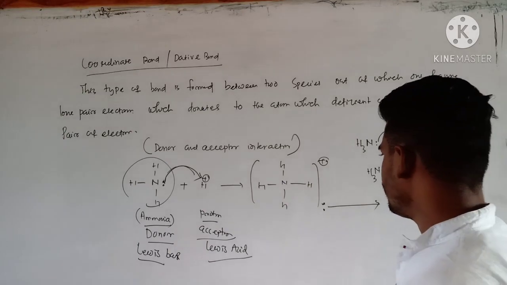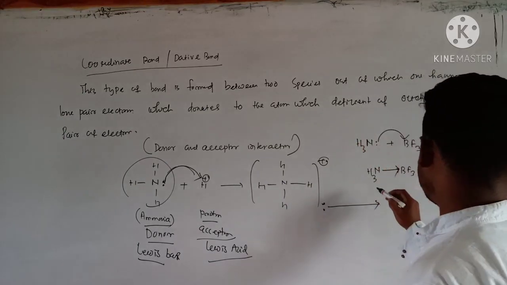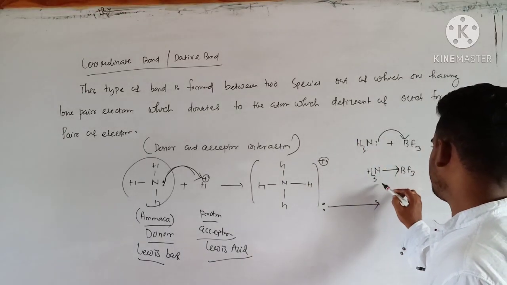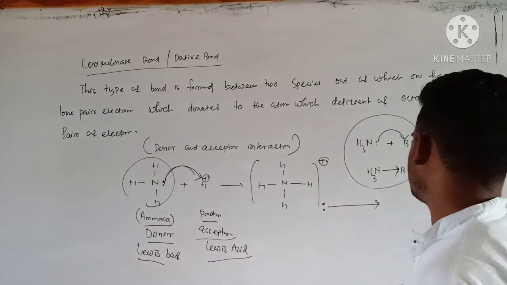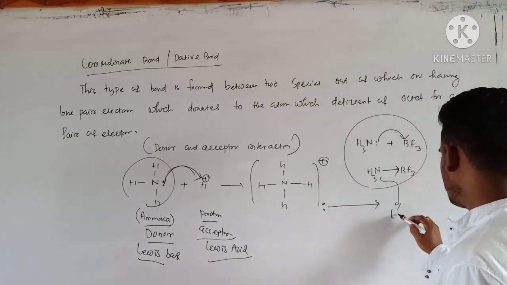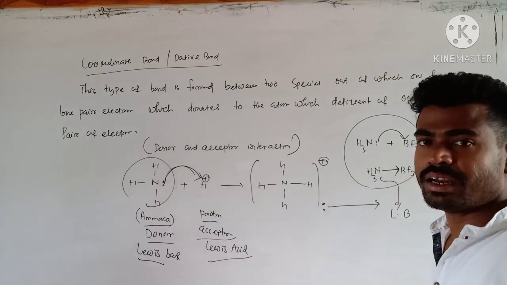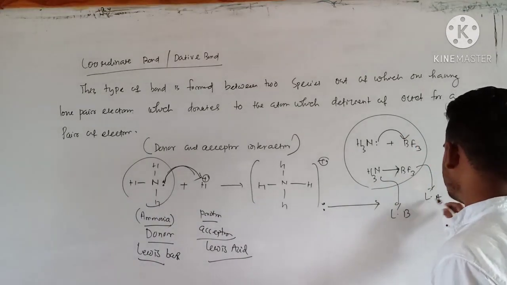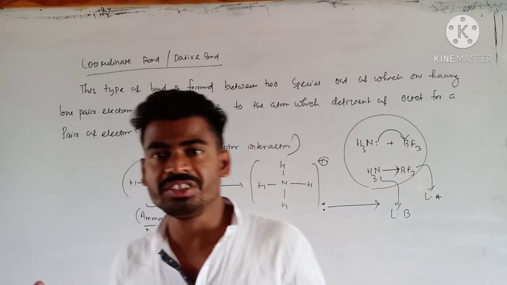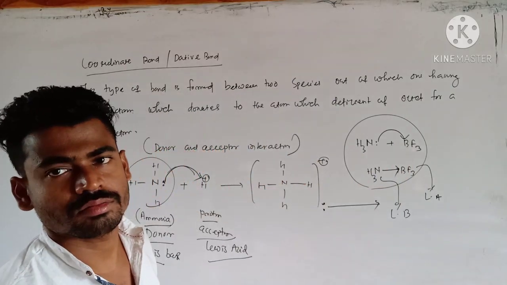So I can write the structure of this one: NH3 acts as a Lewis base, and since BF3 accepts the electron pair, this is your Lewis acid. So this is one type of Lewis acid-base interaction. Okay.